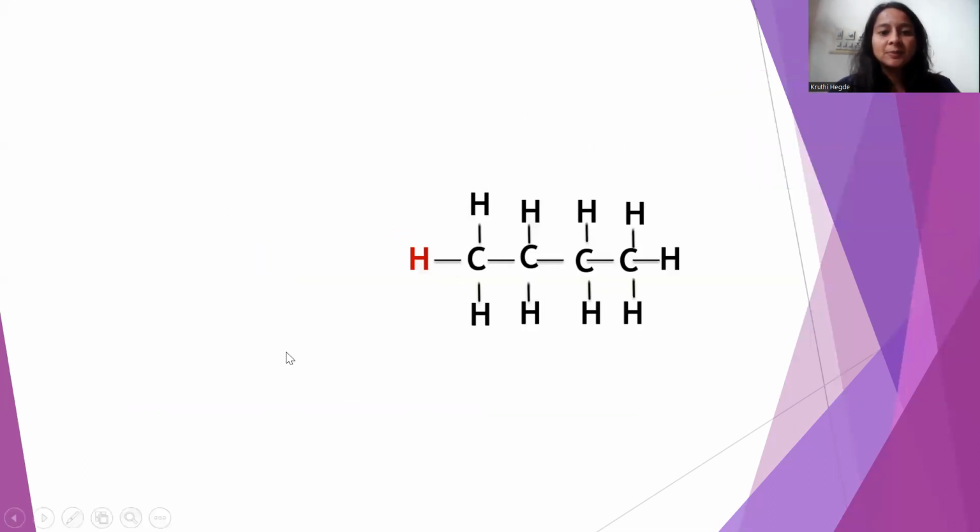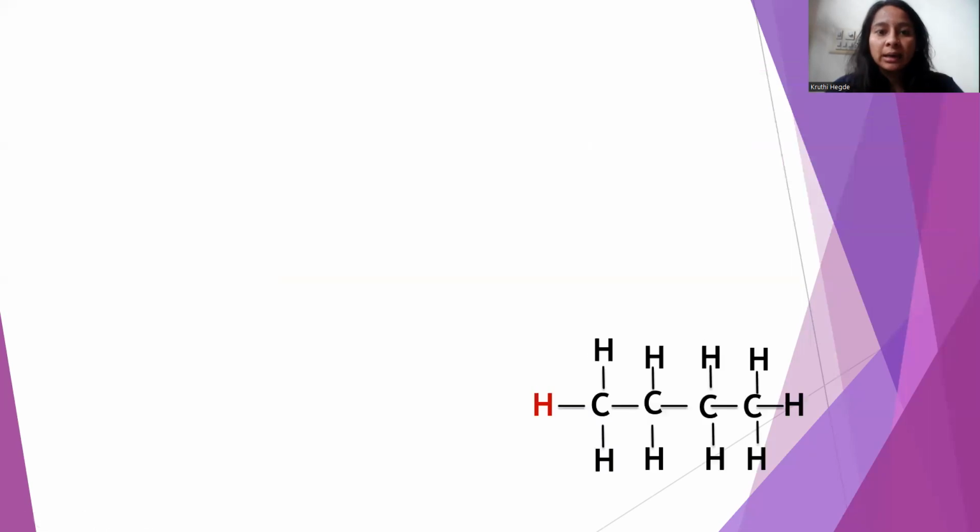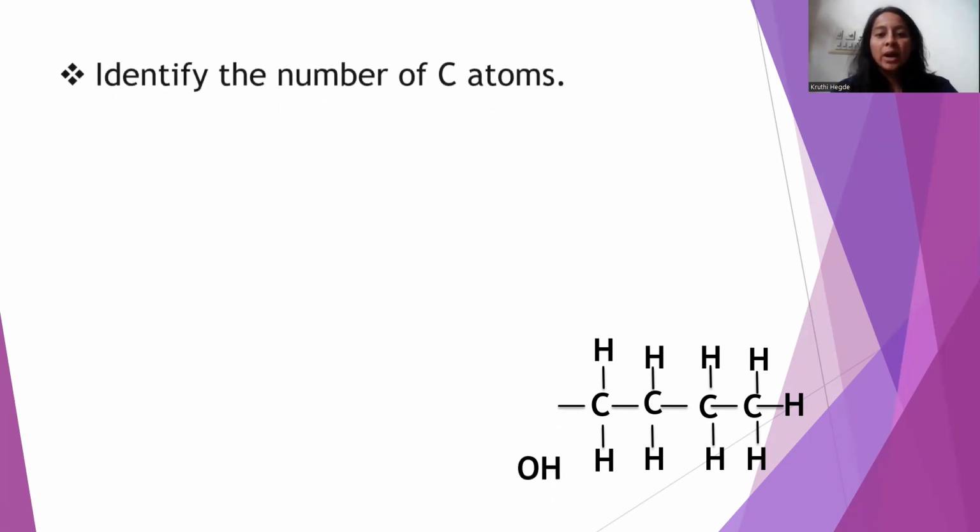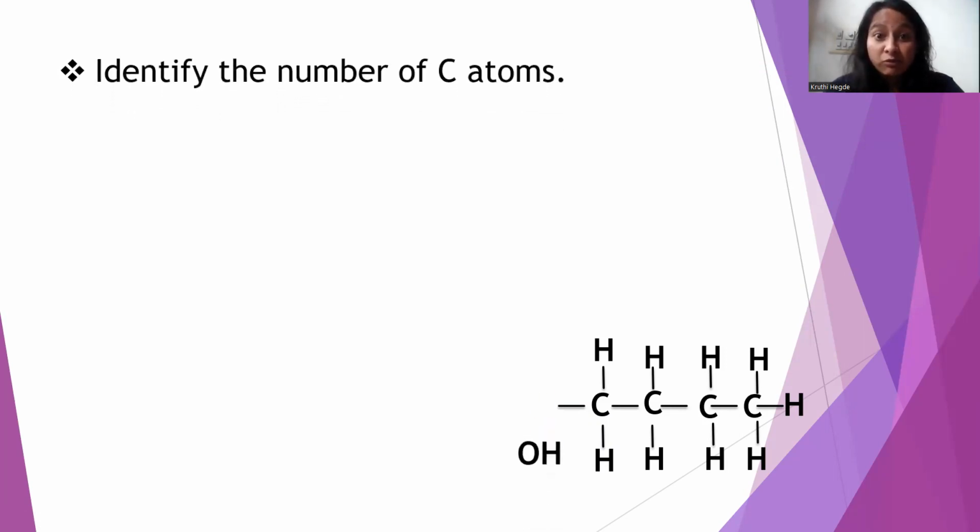Next example. Here we have again one skeletal structure I have given. Find the number of carbon atoms. 4 is there, okay, and in that 4, all are hydrogen. One hydrogen has been removed and it has been replaced by OH. So, identify the number of carbon atoms. 4 carbon atoms. If 4 carbon atoms are there, then it's called but.